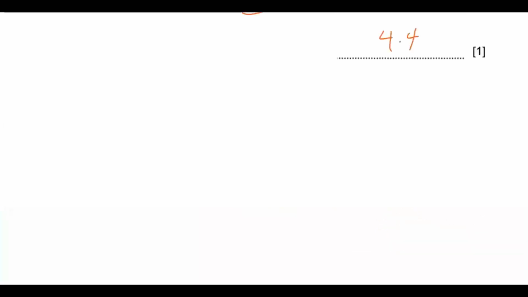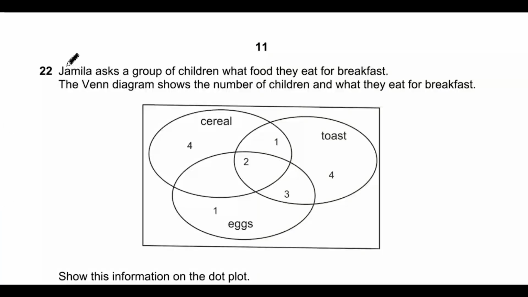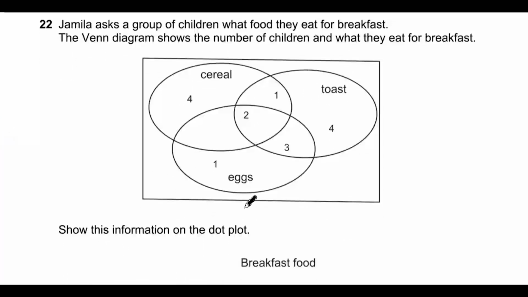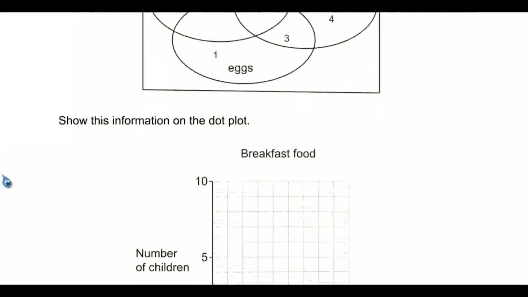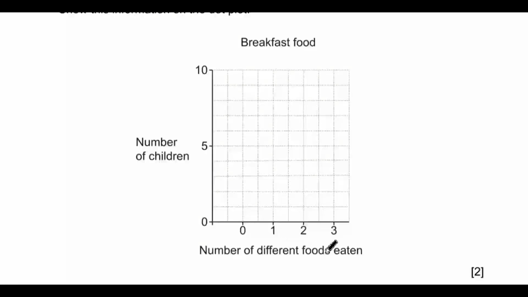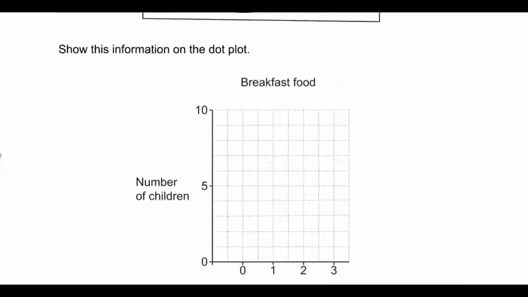That will be question 22. Jamila asks a group of children what food they eat for breakfast. The Venn diagram shows the number of children and what they eat for breakfast. Okay, so you have the diagram there. Show this information on the dot plot. That means we have the x-axis for the number of different foods eaten, and the y-axis for the number of children, that is the frequency.